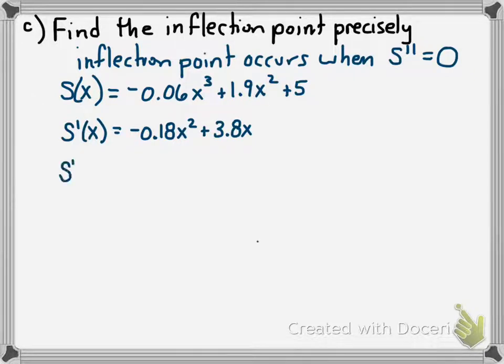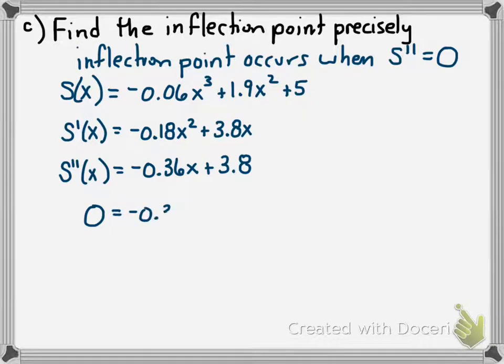And now I want to find the second derivative. I would encourage you to pause the video and write down your second derivative before I tell you what it is. But here it is. We have negative 0.36x plus 3.8. Okay, so that's our second derivative, and our inflection point is going to occur when our second derivative is equal to 0. So we want to set the second derivative equal to 0. So I have 0 equals negative 0.36x plus 3.8. And now I want to solve for x.